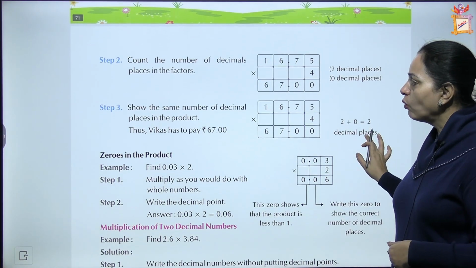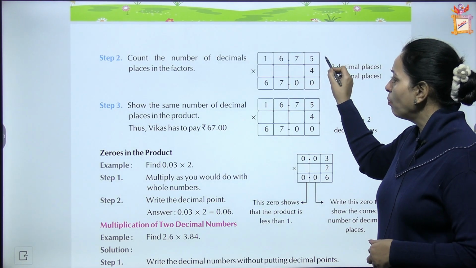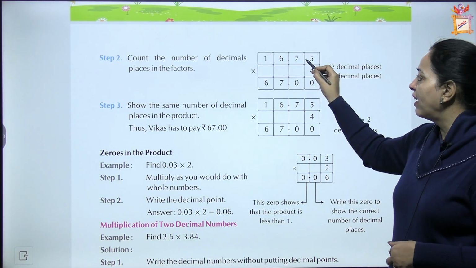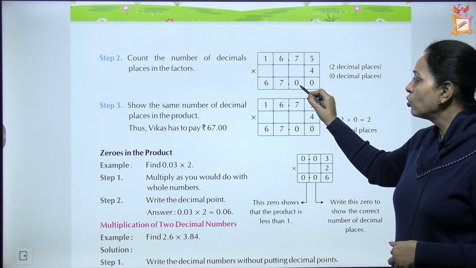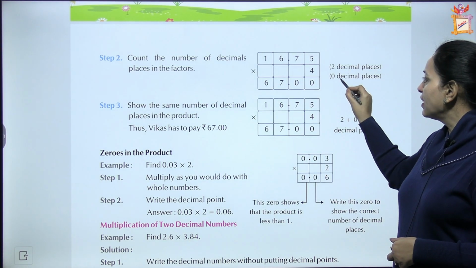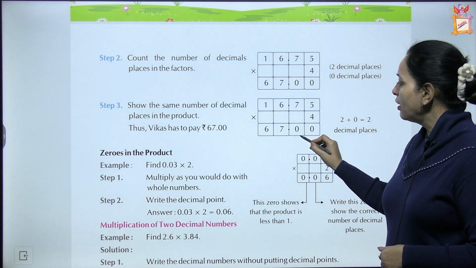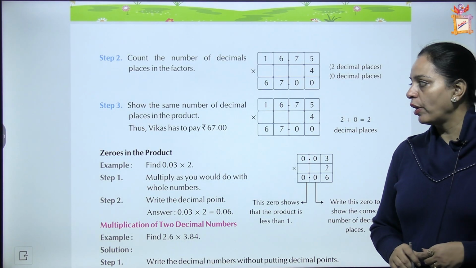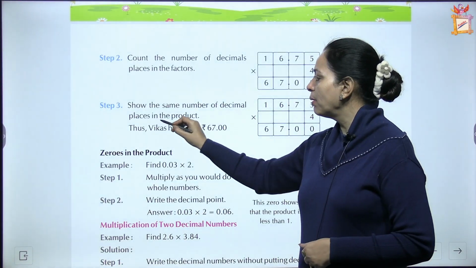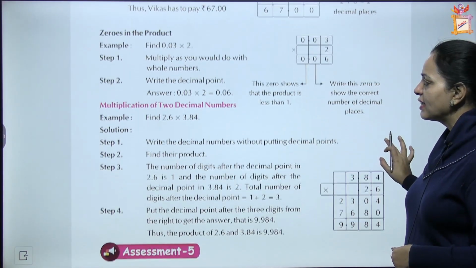Now step 2, count the number of decimal places in the factors. So the number of decimal places here, 1 2, so it means 2 decimal places, and here 0 decimal places, so total is 2. So put the decimal point before 2 digits, so that the product shows the same number of decimal places. So the answer is rupees 67.